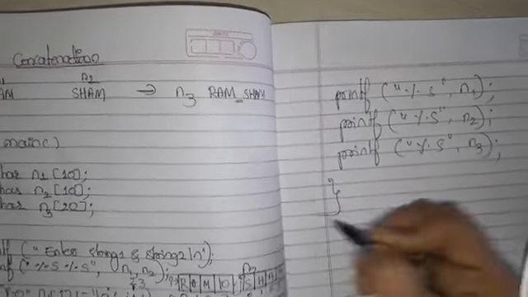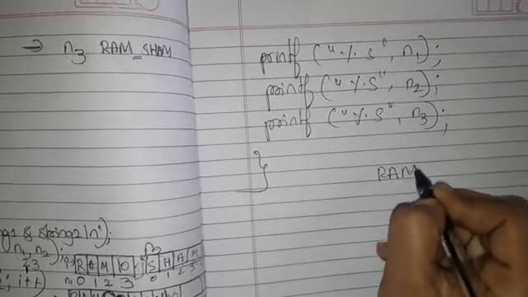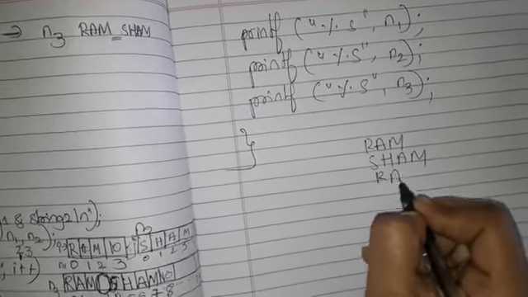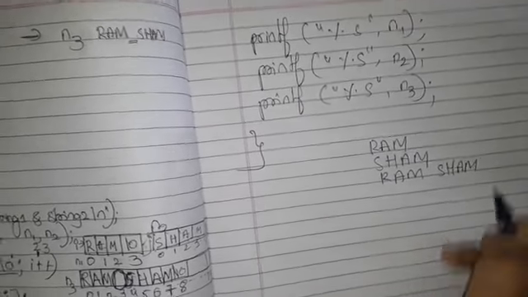Complete the program. So how will I be getting the output? I will be getting Ram, Sham, Ram space Sham. All of you understood how? I'll give the summary now. Once again, I'll give the summary of the whole program.